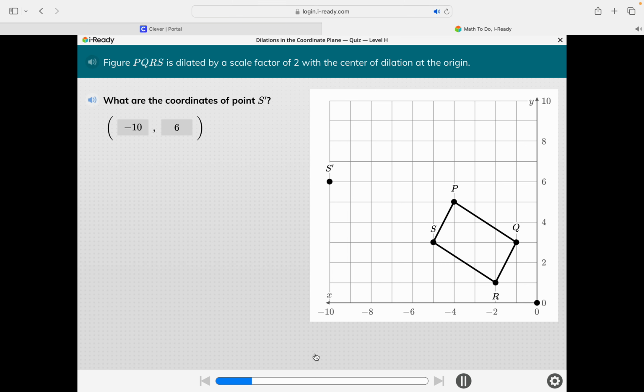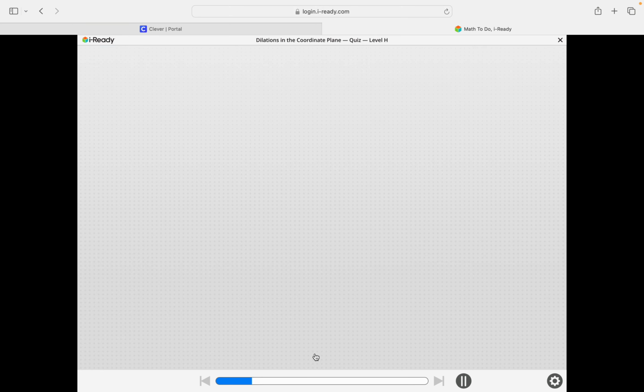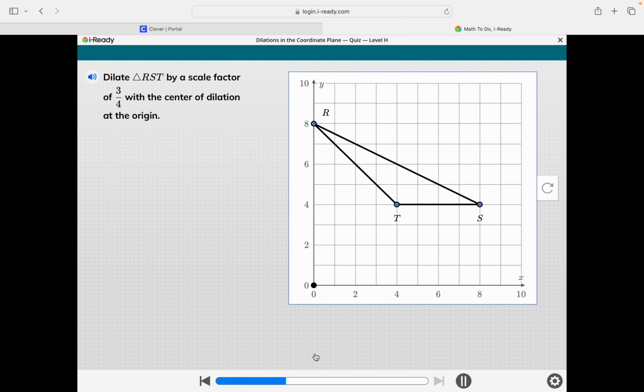Here is point S prime. So ray S prime is from the center of dilation, 0, 0, and passes through the corresponding vertex of the dilated image. Yeah. This person is nice because he's doing the black points. I like doing the black points.